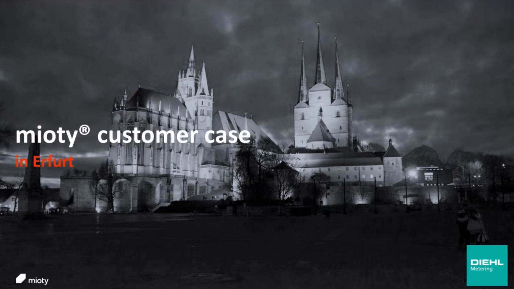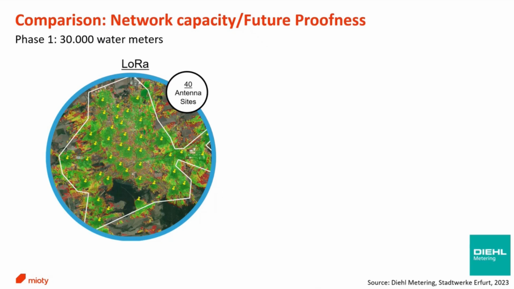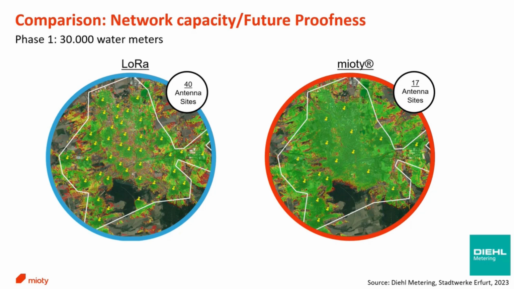Another very important part in IoT is the scaling factor. And here's a case from Dielmetring, a city of Erfurt, where the customer wanted to do LoRa first because they have a LoRa network, but they wanted to compare with mioty as well. And the first phase of the project was 30,000 water meters. And they needed 40 antenna sites to cover with LoRa. It was enough with 17 with mioty.